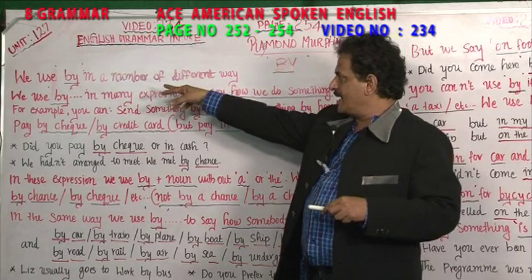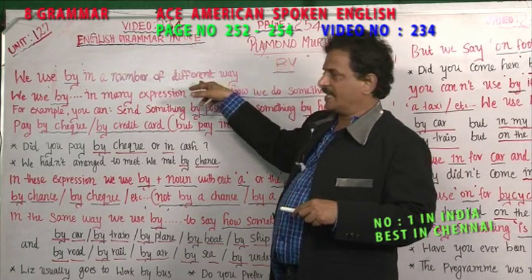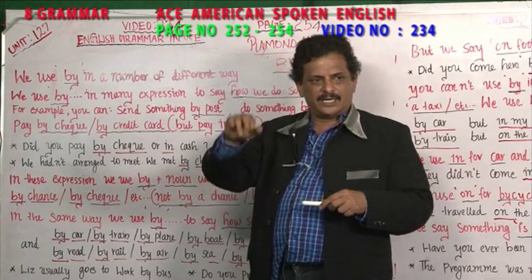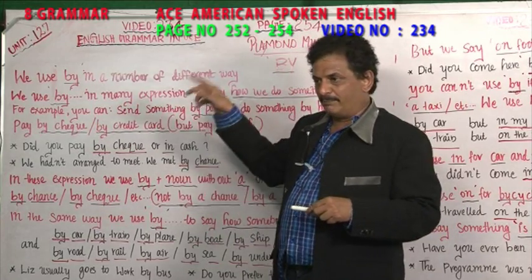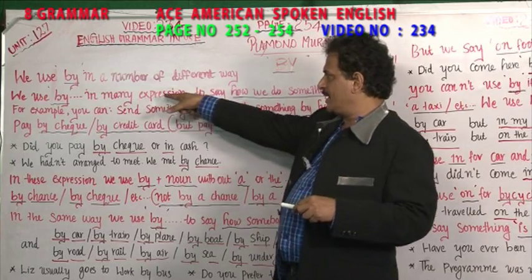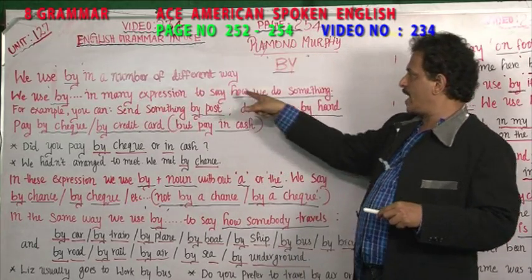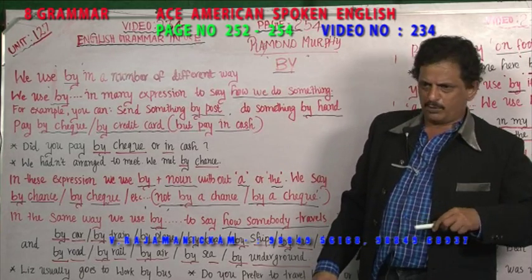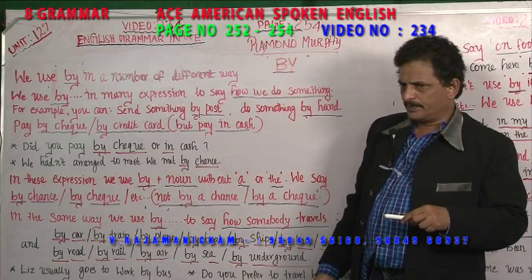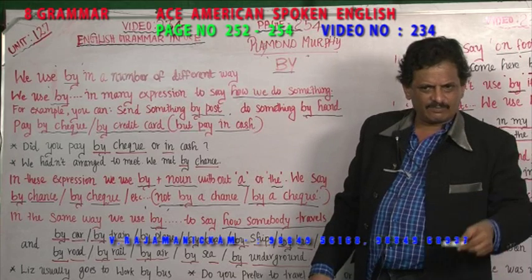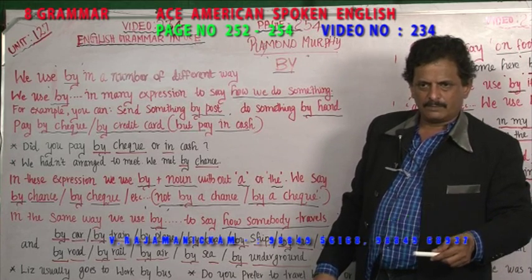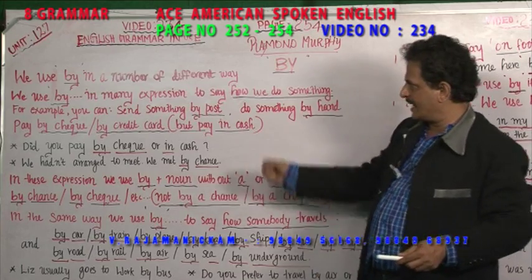We use 'by' in a number of different ways. 'By' என்பது பல வகைகளில் பயன்படுத்துகிறோம். We use 'by' in many expressions to say how we do something, எப்படி ஒரு காரியத்தை செய்கிறோம். சப்பாத்தியை எப்படி செய்கிறாய்? I cook chapati by hand. சப்பாத்தியை எதால் செய்கிறாய்? கைகளால் செய்கிறேன்.